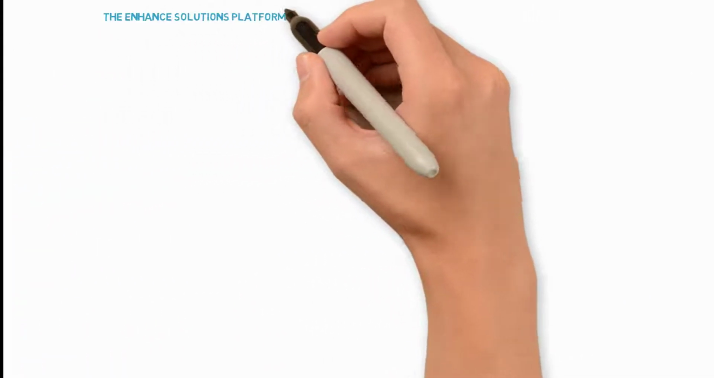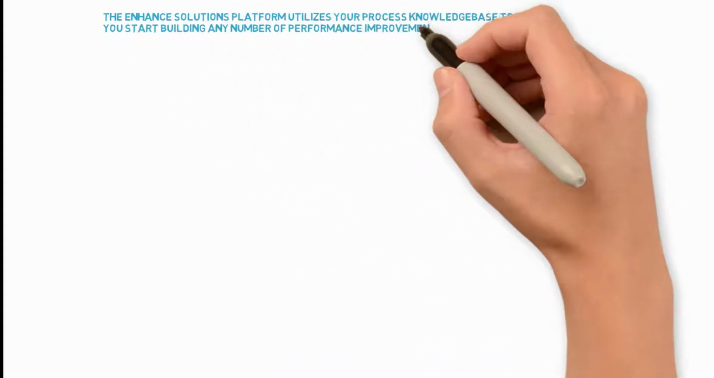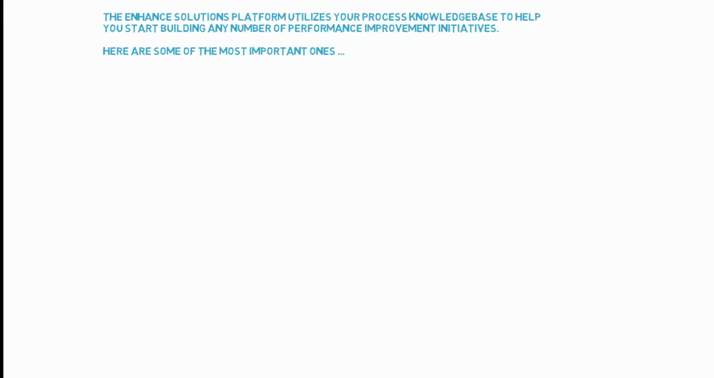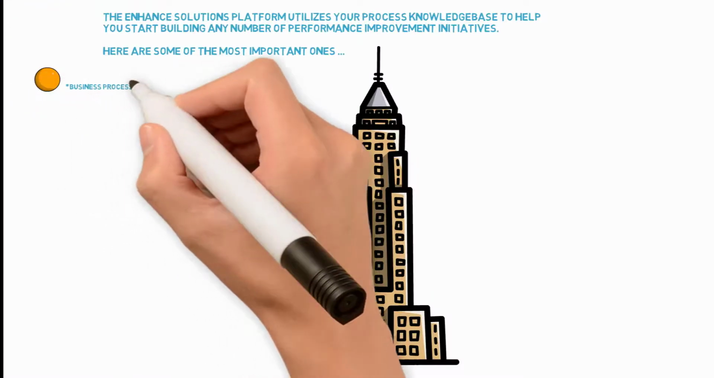Once your process knowledge base is in place, you can start building any one of a number of performance improvement initiatives, and Enhance helps you with these initiatives as well. Let's list some of the most important ones. We like to place these initiatives into 5 broad categories.